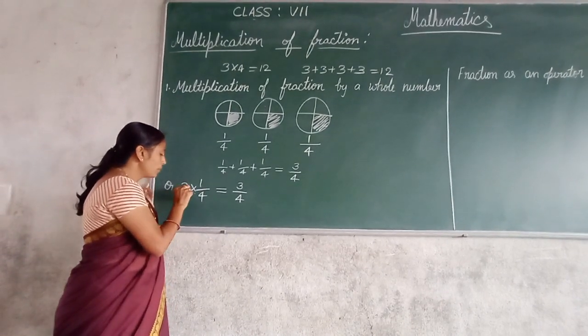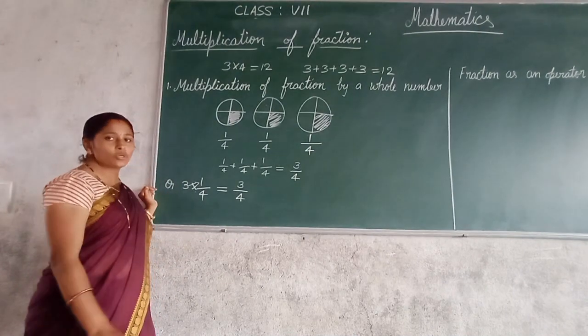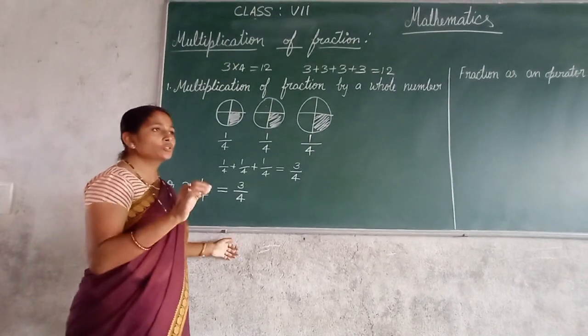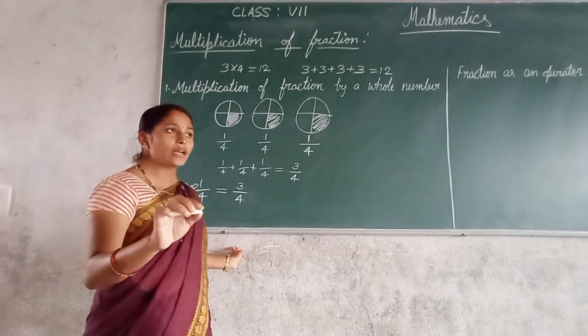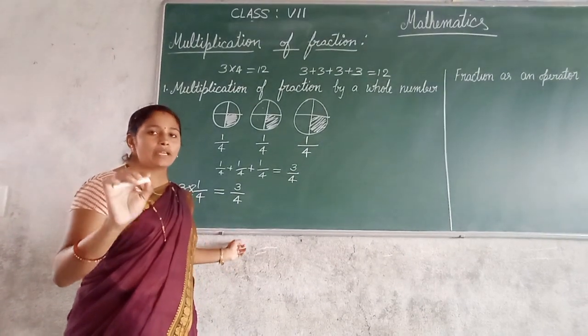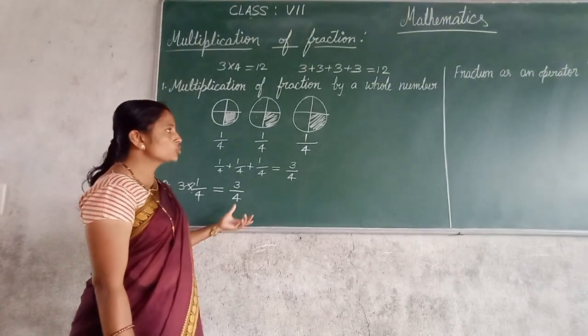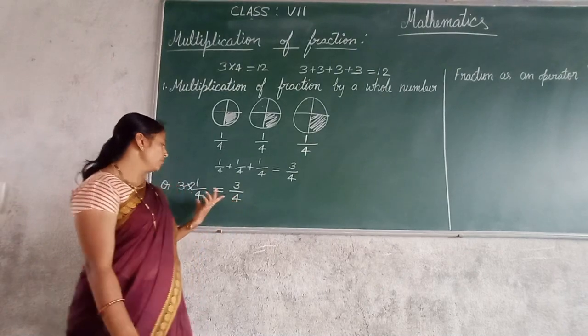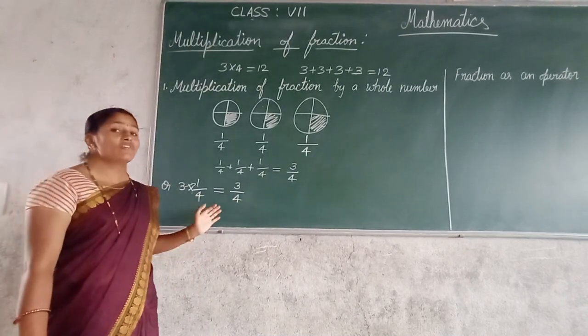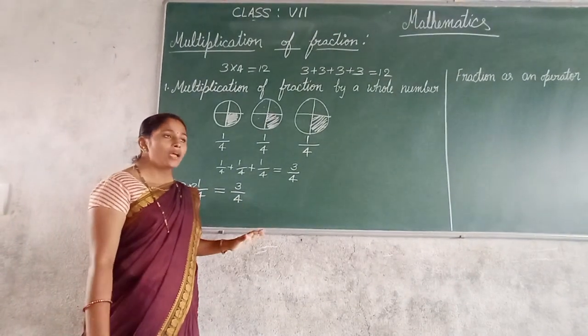So you have to multiply the whole number with the numerator, and the denominator will be the same. So in this way you have to do it. If it is a whole number and a fraction, in this way you have to do it.